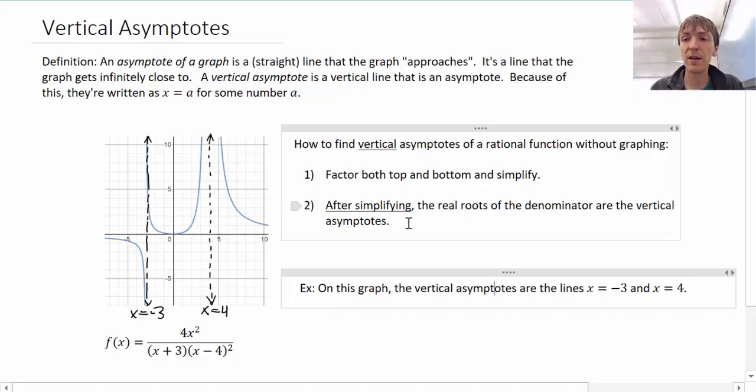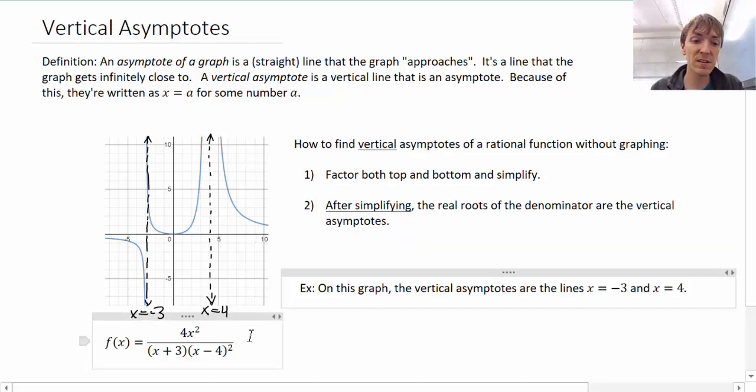After you simplify, then we look at the denominator, and whatever the roots of the denominator are, the real roots, those are the vertical asymptotes, right? And remember that there might be complex roots for any polynomial, but a complex root does not show up on the graph at all, so it cannot be an asymptote.